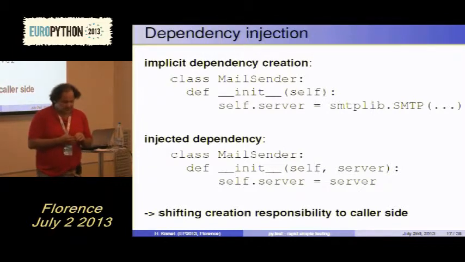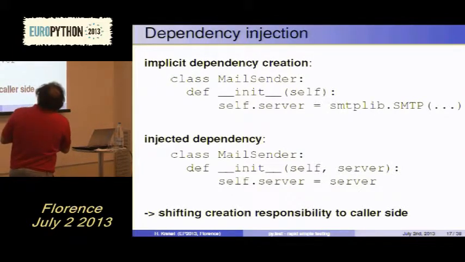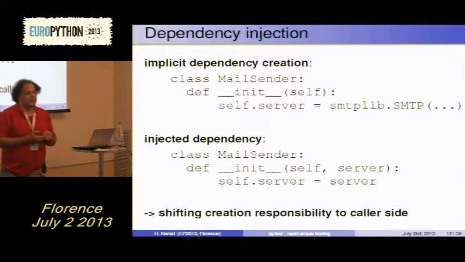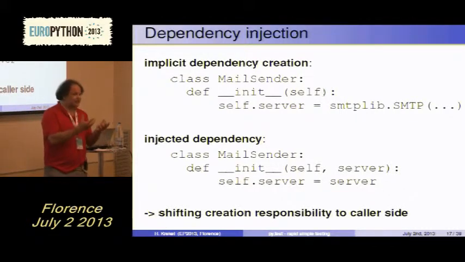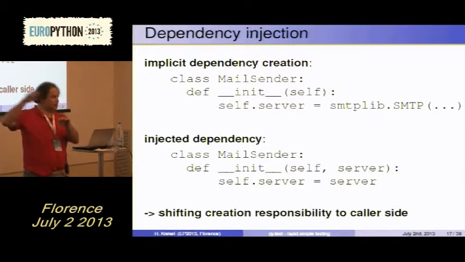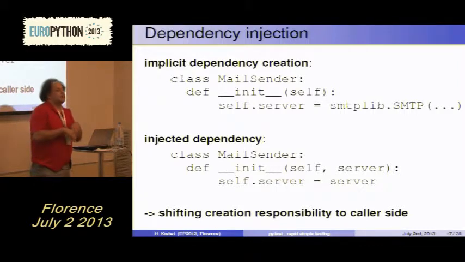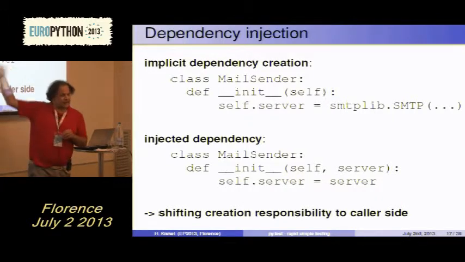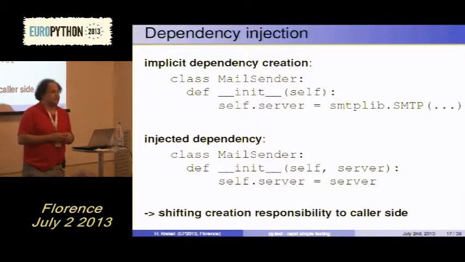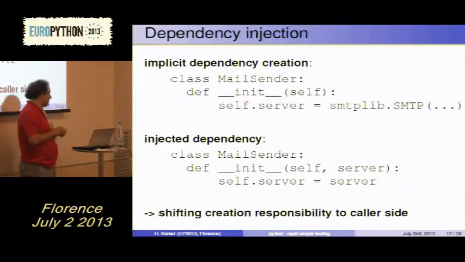Dependency injection means that if you look at the top mail sender example, that is what can be called implicit dependency creation, or an implicit dependency. That means you instantiate the class, and somewhere inside there's a dependency to a different component, in this case the SMTP library from the standard library, so that what the mail sender actually does is at some point it makes a mail connection and sends mail out in your application, and it creates this dependency on the class responsible for that implicitly. In the second case, it's an injected dependency.